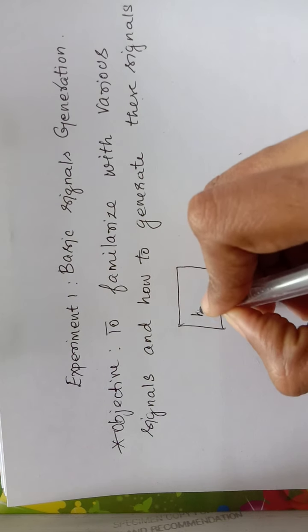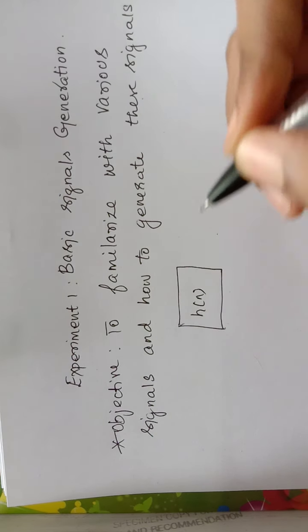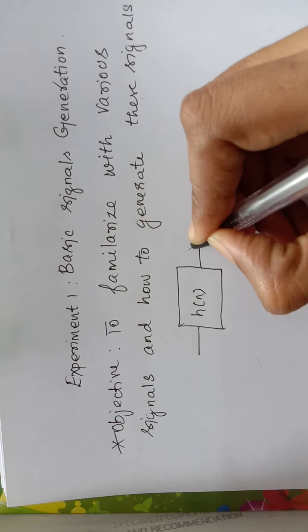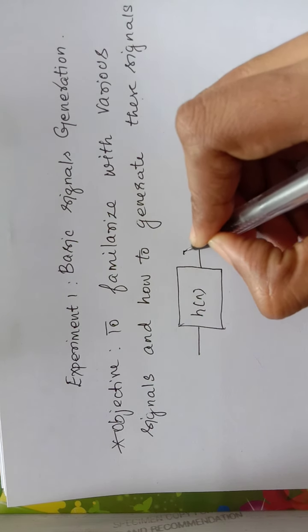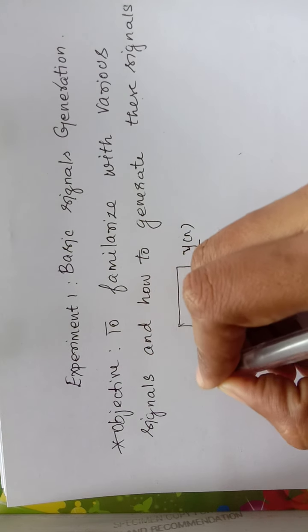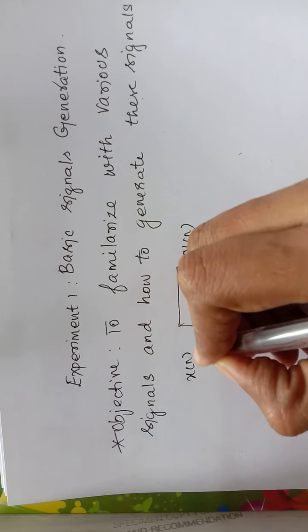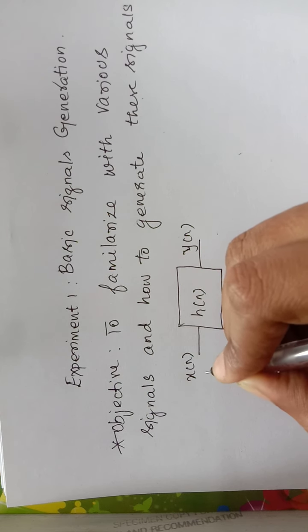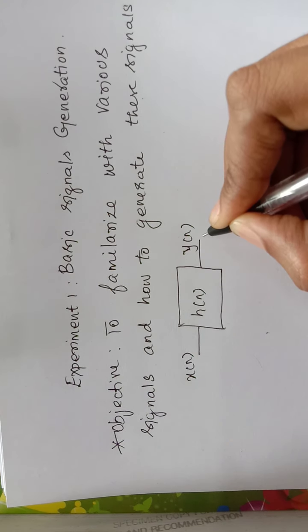a system, the system will contain an impulse response h of n. If we need to find the output of the system, that is the response y of n, we need to give an input x of n. In this case, this x of n should be a known signal. Only then can we analyze the output of the system.